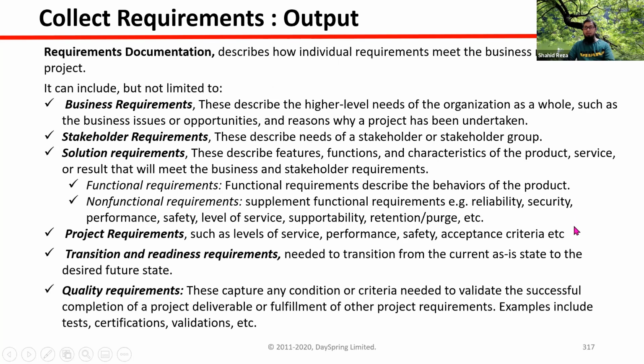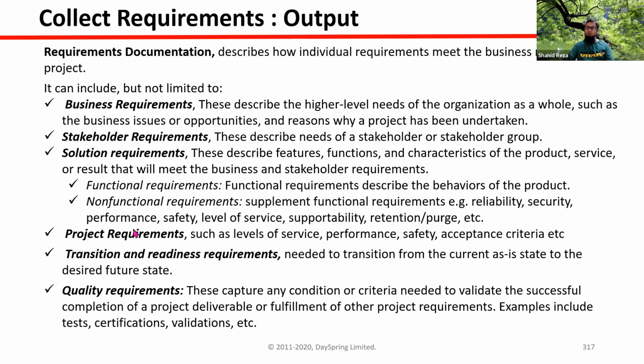In the requirement documentation, you can categorize or arrange the requirements based on these categories. You can identify business requirements, stakeholder requirements, solution requirements. I discussed this at the beginning of this process. After collecting all the requirements, you can arrange them in these categories. That will help you to better execute your project. Then product requirements: these are product related project features and functionalities.